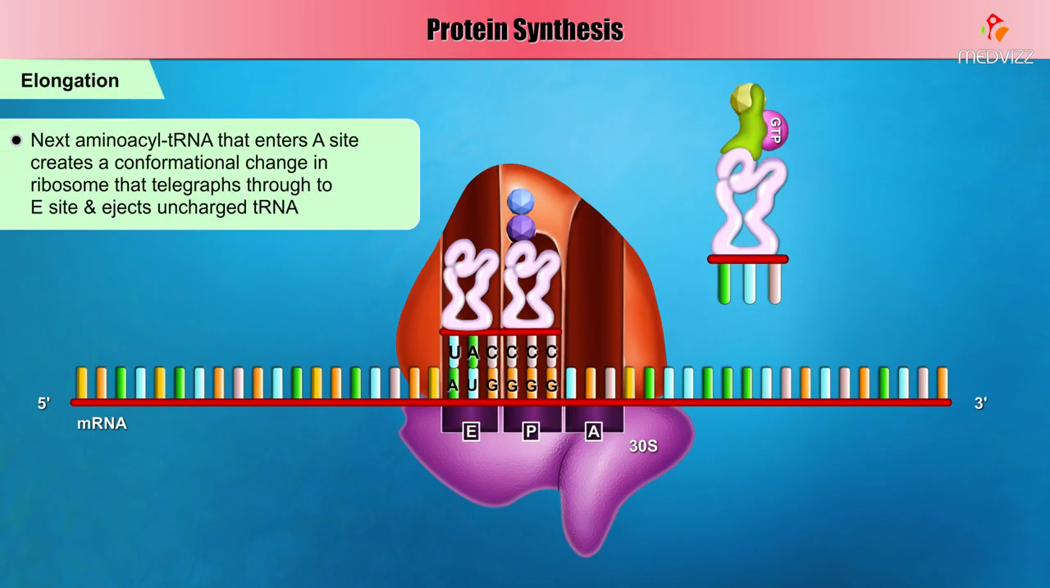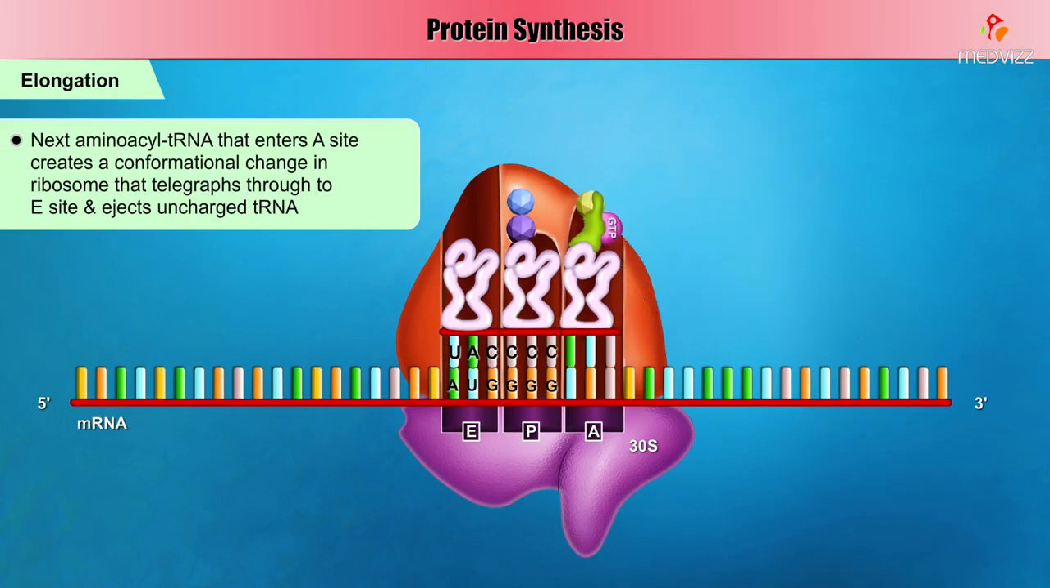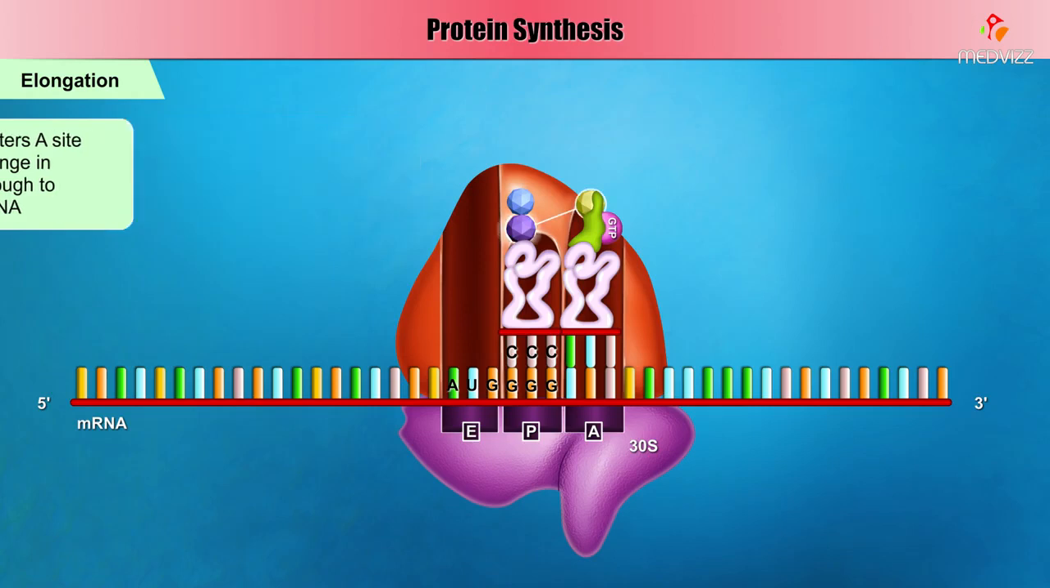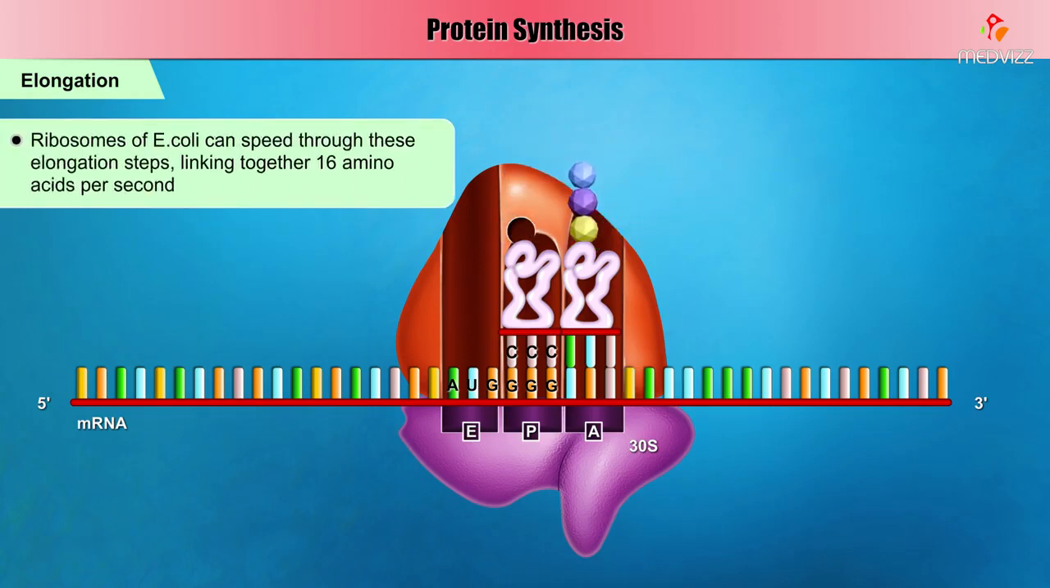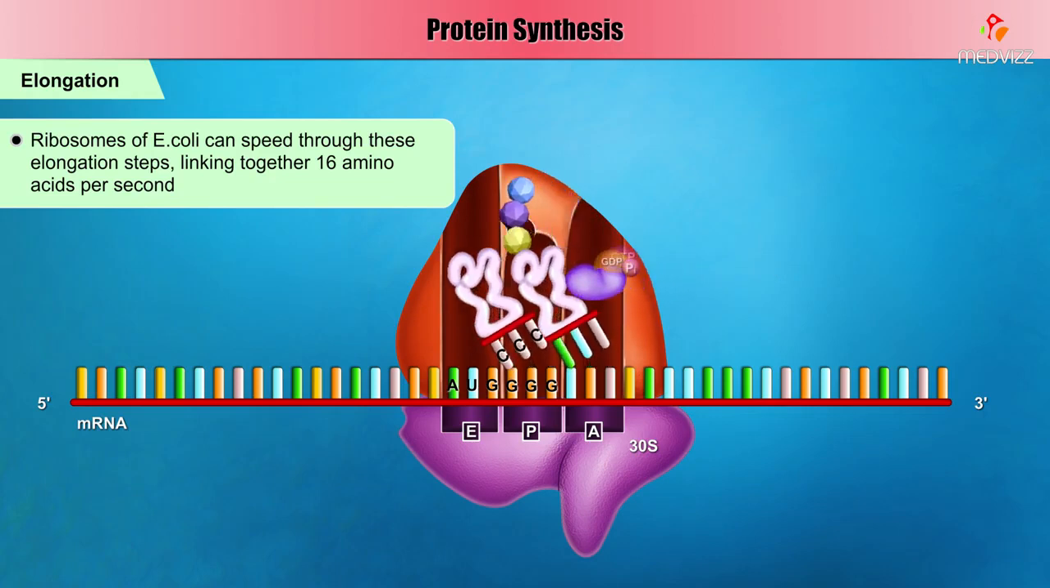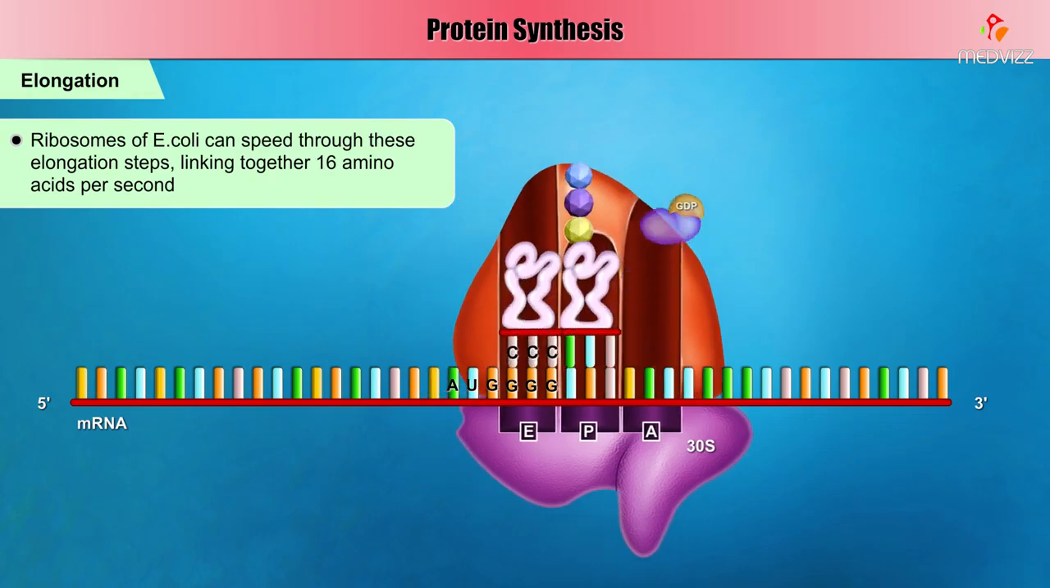The next aminoacyl tRNA that enters the A site creates a conformational change in the ribosome that telegraphs through to the E site and ejects the uncharged tRNA. These elongation steps repeat along the mRNA. The ribosomes of E. coli can speed through these elongation steps, linking together 16 amino acids per second.